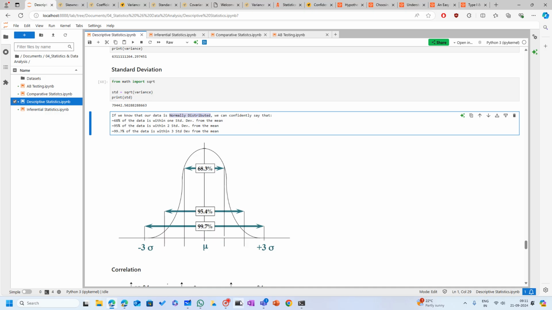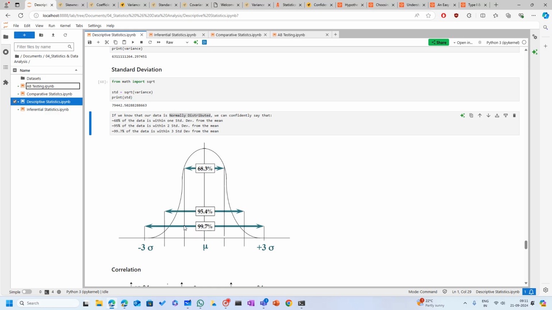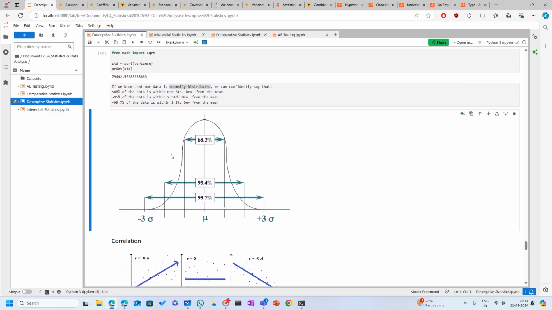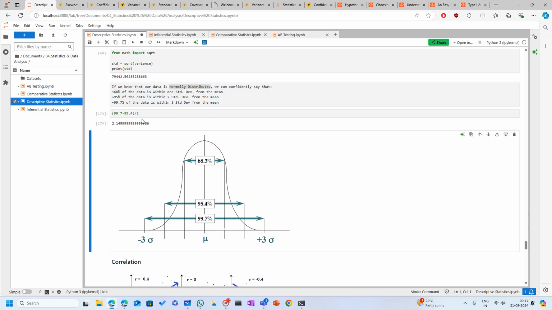If you don't remember these exact values, you can remember it roughly as 2.5%. You can calculate exactly what that value is if you like. So 99.7 minus 95.4 is roughly 2.14% or 2.15% of people falling into this area.